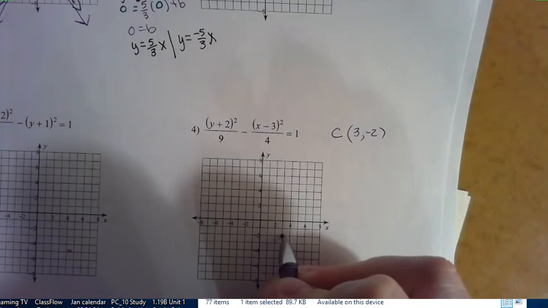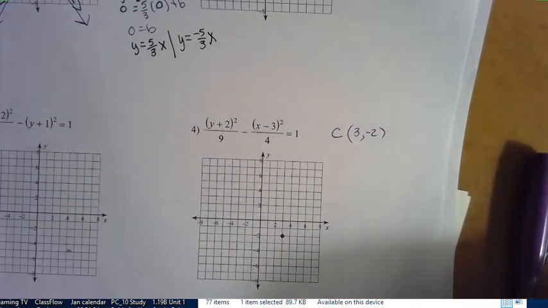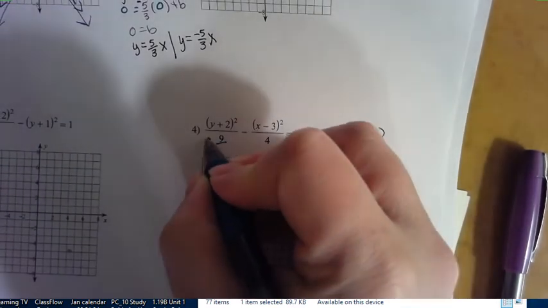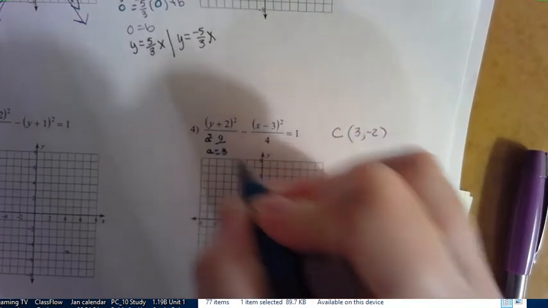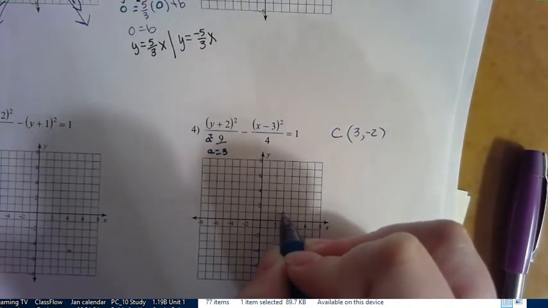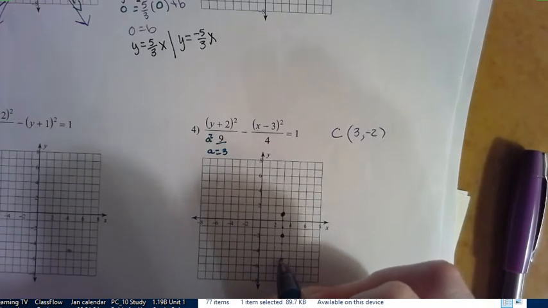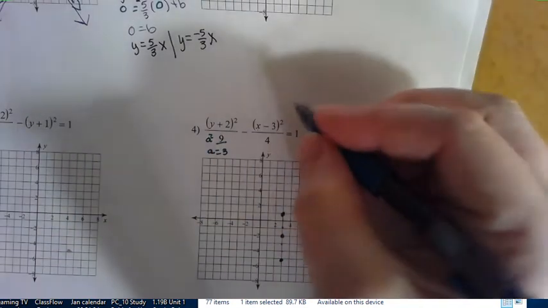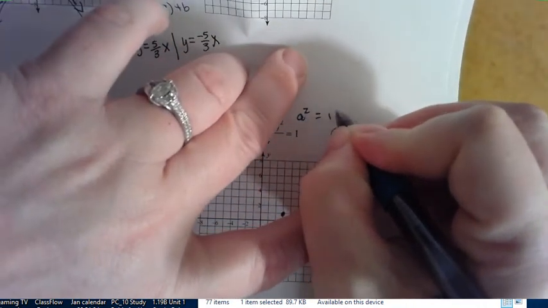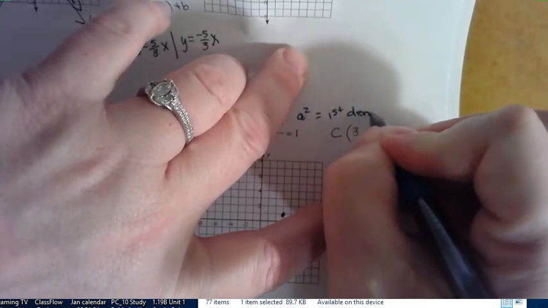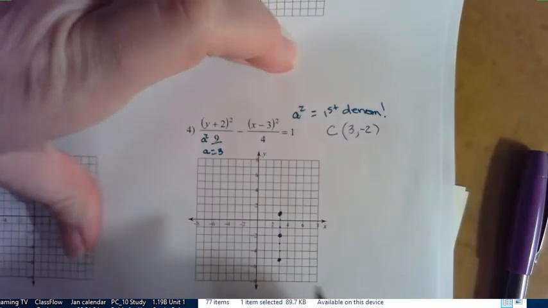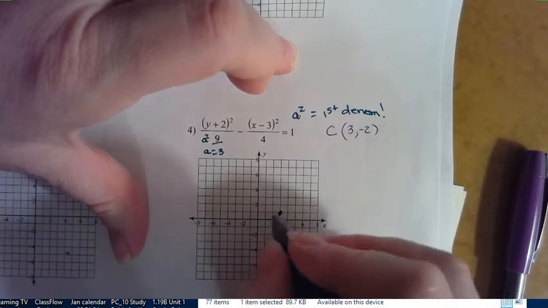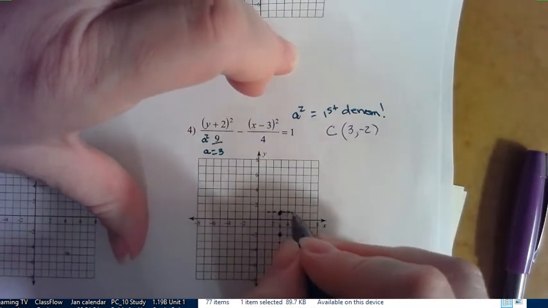So here's your center. All right. Now, in a y direction, what went first in this case is 9. And so if this is a squared, then a is equal to 3. So I'm going to go up 1, 2, 3. And down 1, 2, 3. Now remember, a squared is always your first denominator. Okay, so that tells me that I've got my a squared and it's 3, and it's going to be doing something like this.